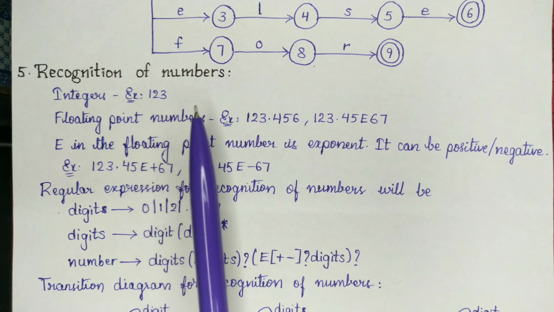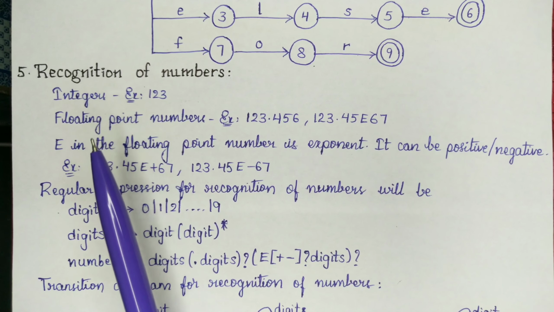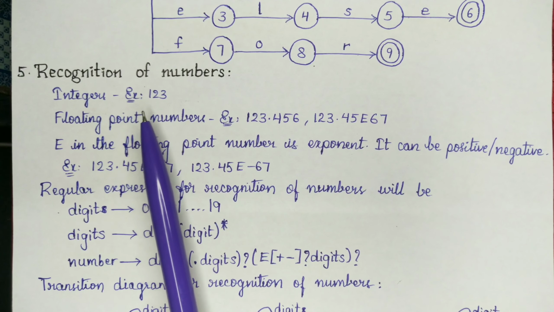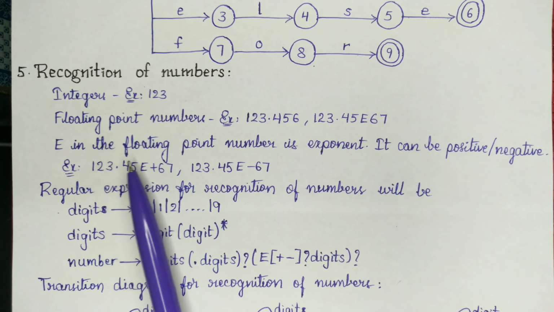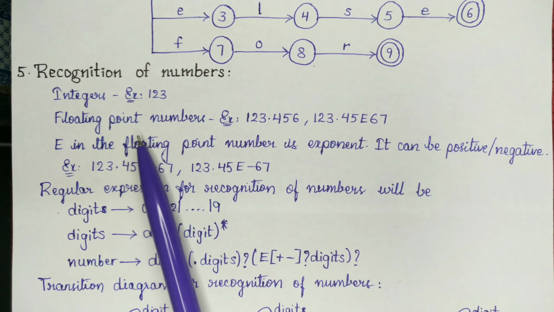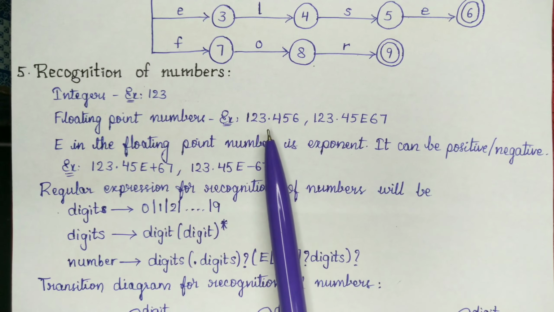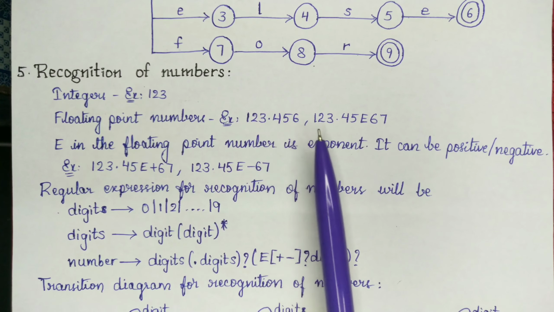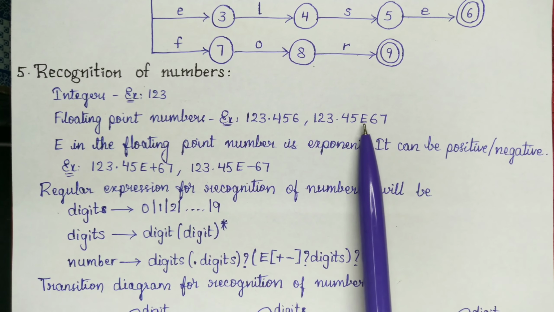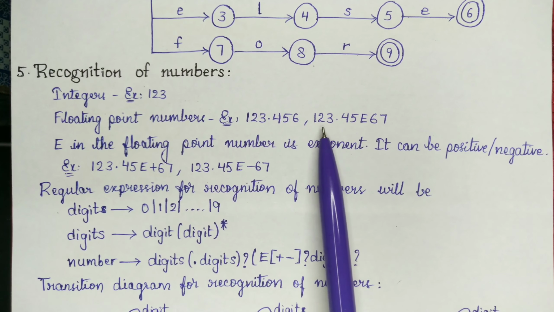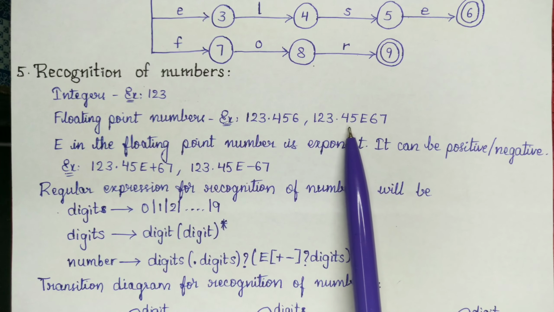And the last is recognition of numbers. We have both integer and floating point numbers. Numbers like 1, 2, 3 are considered integer numbers, and numbers with fraction or exponential notation are considered floating point numbers, such as 123.456, which is a fractional, and 123.45E67. E is the exponent. 123 is the integer part and 45 is the floating point part.